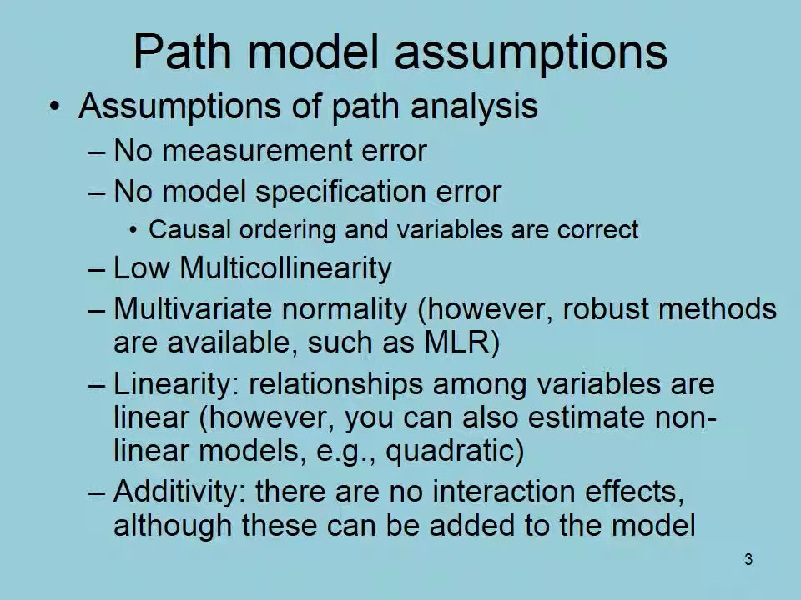You also assume multivariate normality, but that assumption can be relaxed when using robust estimation methods like MLR. You also assume your variables are linearly related, but you can relax that assumption by testing nonlinear models. For example, you could add quadratics, which is taking your x variable and squaring it and including both x and x squared in that path model. Next, you assume your variables are additive, meaning there are no interaction effects. However, you can relax that constraint by adding interaction terms to your model. In the end, you're making the assumption that the model is correctly specified.